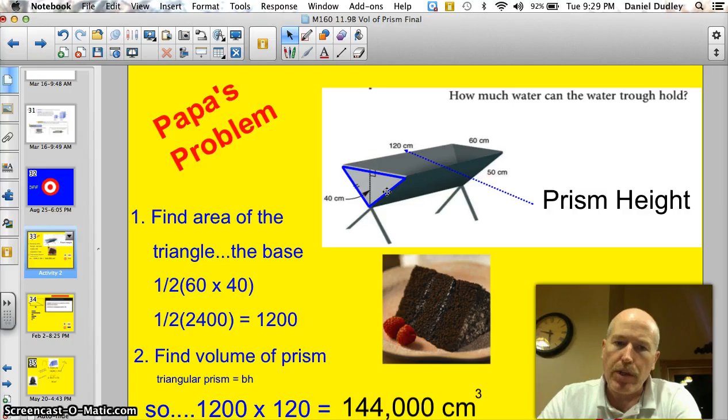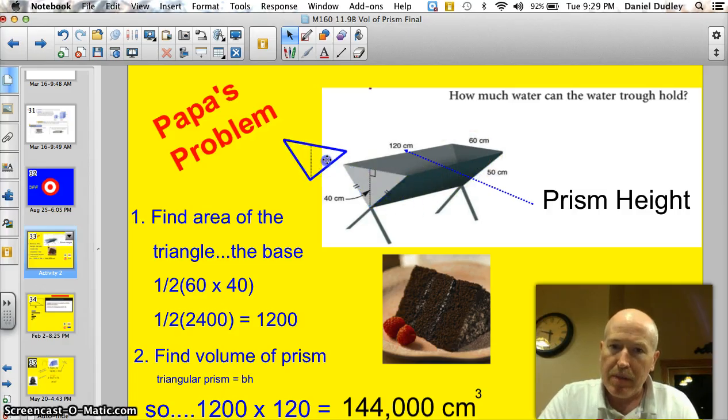Now, in order to do this, you really only have to do two steps. First of all, you need to find the area of the base. Well, this is a triangular prism, and we call it a triangular prism because the base here is a triangle, and it's three-dimensional. So if I move this aside, you can see that the actual triangular base has a height of 40 centimeters and a base of 60.